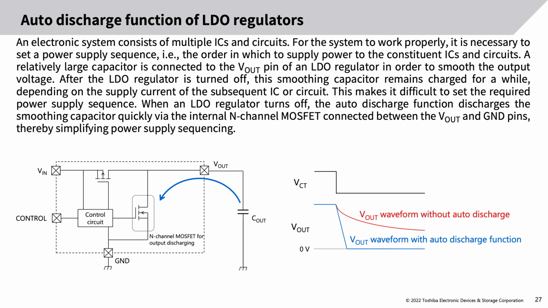When an LDO regulator turns off, the auto discharge function discharges the smoothing capacitor quickly via the internal N-channel MOSFET connected between the V-out and ground pins, thereby simplifying power supply sequencing.